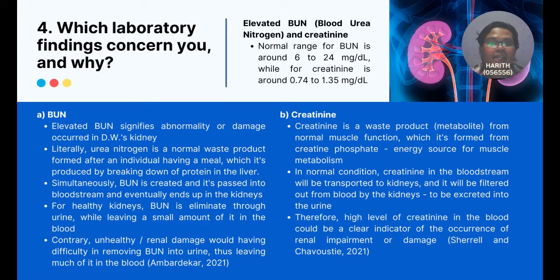Creatinine is a waste product, or metabolite, from normal muscle function, formed from creatine phosphate, an energy source for muscle metabolism. In normal conditions, creatinine in the bloodstream is transported to the kidney and filtered out from the blood to be excreted into the urine. Therefore, a high level of creatinine in the blood could be a clear indicator of renal impairment or damage.